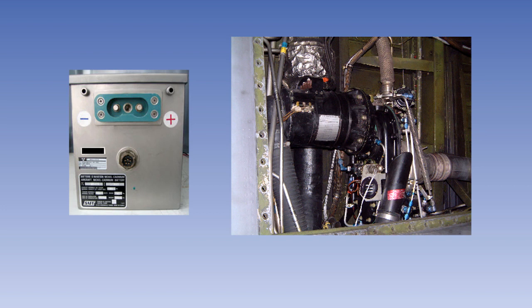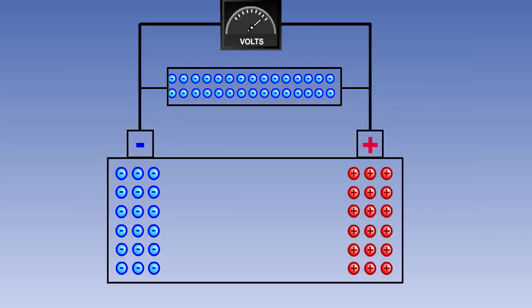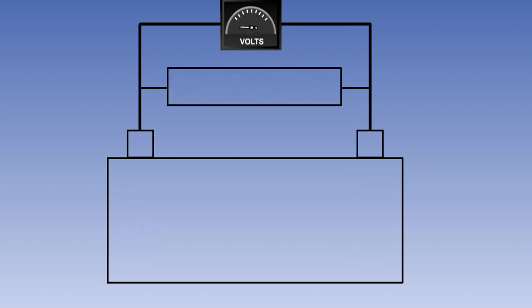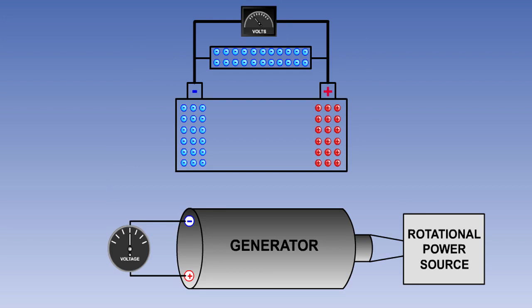In aircraft electrical systems, voltage is supplied by batteries and generators. Batteries become discharged as their voltage is used, so are limited in their use. Generators are used to maintain a constant voltage. Batteries and generators are both fully covered in later lessons.